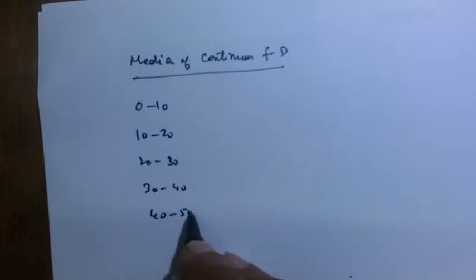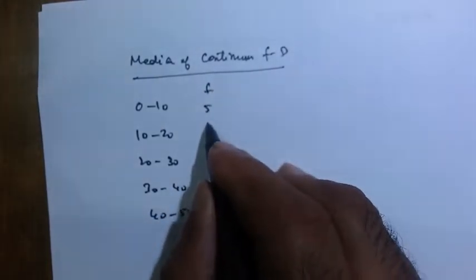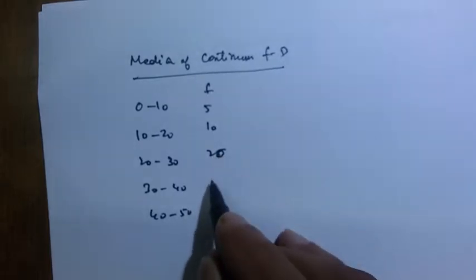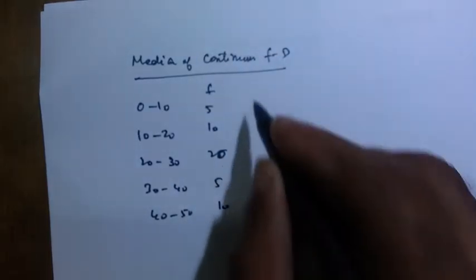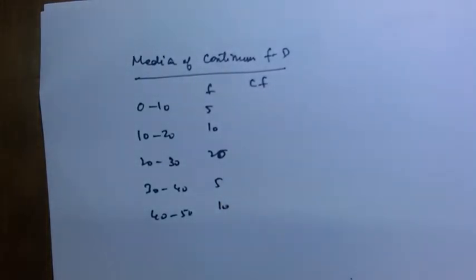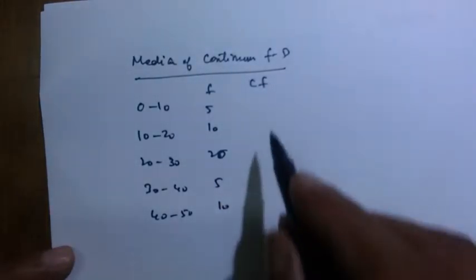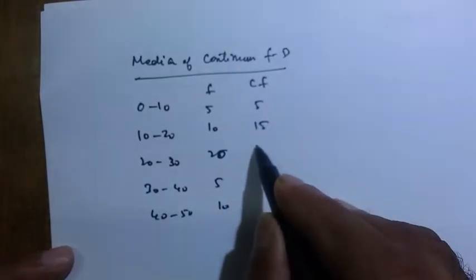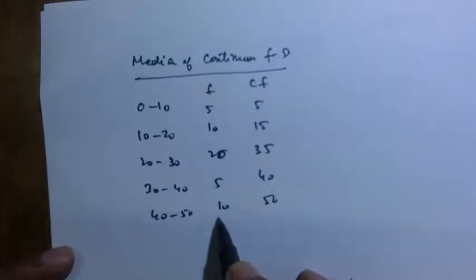Now how to find the median of continuous data? How to find the median of a continuous frequency distribution? So friends, let me take an example. Classes 0 to 10, 10 to 20, 20 to 30, 30 to 40, 40 to 50. Let me have the frequencies 5, 10, 20, 5 and 10. Let me find the cumulative frequency table: 5, 15, 35, 40 and 50. The total will be 50.